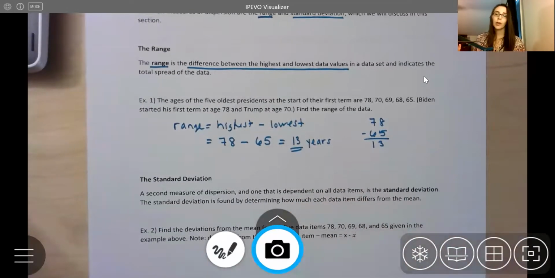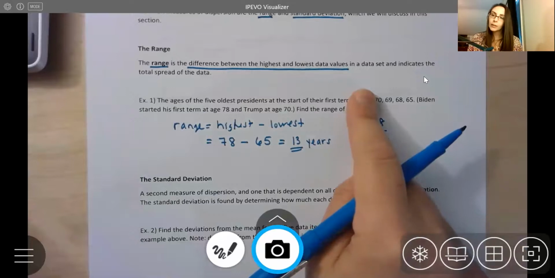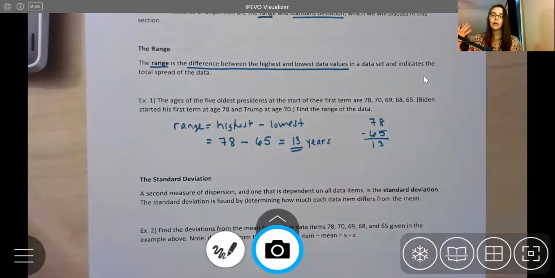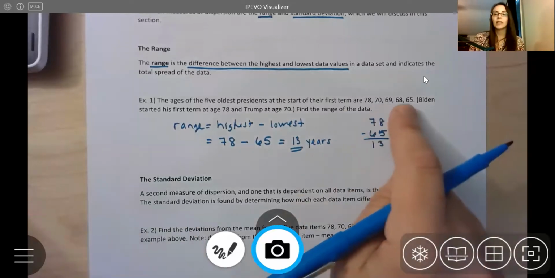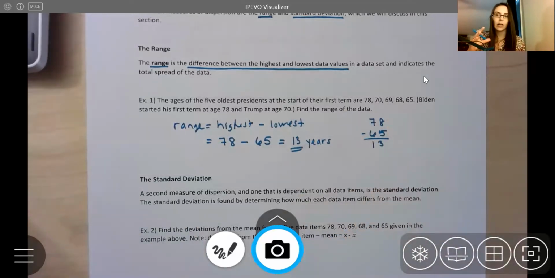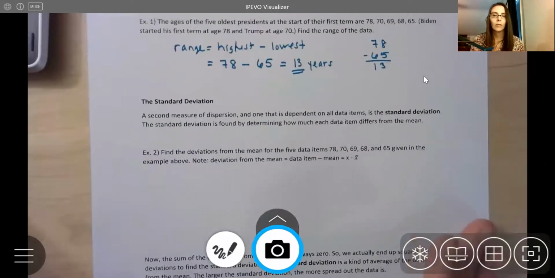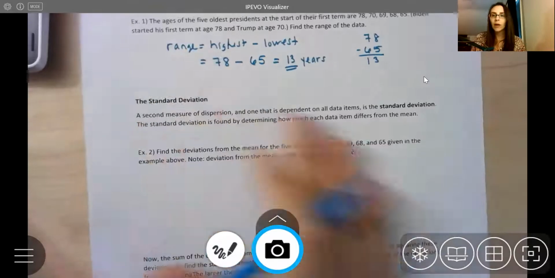Now, if you look in your book, again, the 78 is not included because at the time of printing, President Biden was not president yet. So you have these 4 values, but if you want to see a nice little bar graph in your text, you can go and check that out as well. So that's the range. Very quick computation.